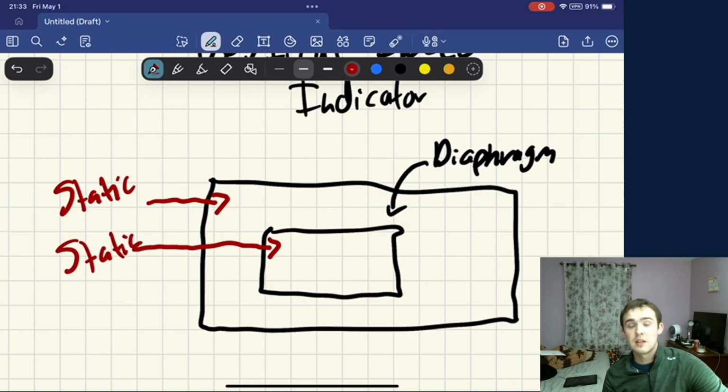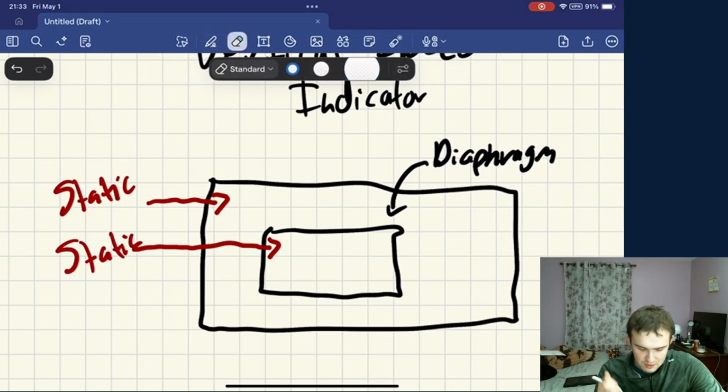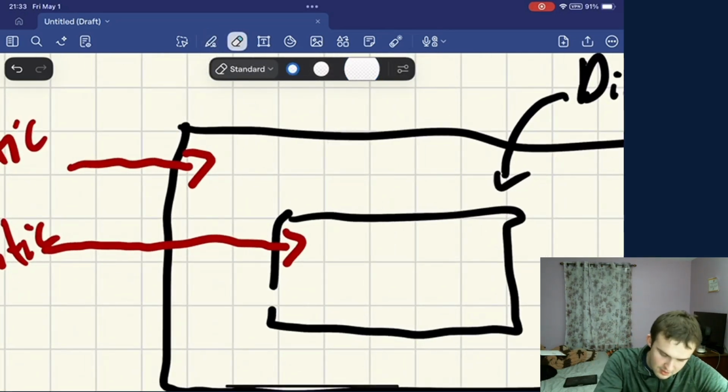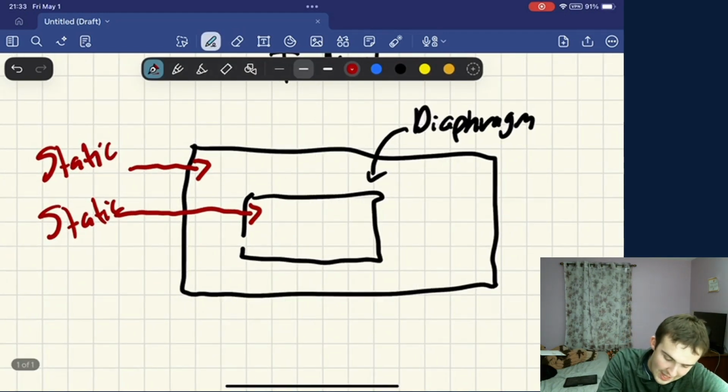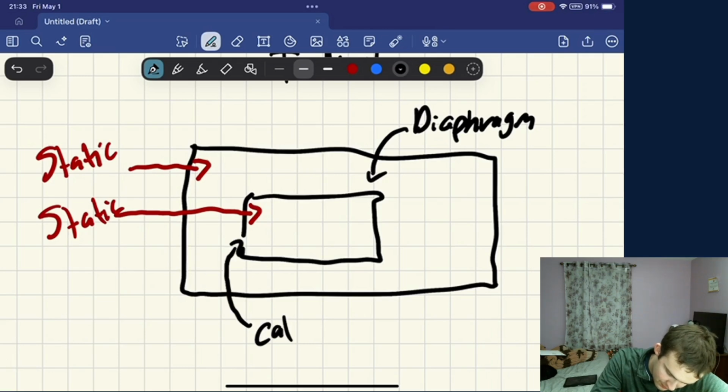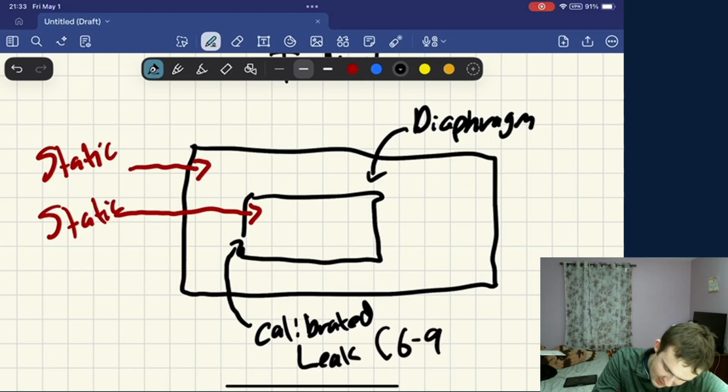And you're probably wondering, and rightly so, how is that going to cause anything to change? We've got the same pressure in the diaphragm, out of the diaphragm. How is that going to cause us to see if we're climbing or descending? And there's a very clever little thing that they did, and I'm going to show you. They put a little hole in the diaphragm called a calibrated leak. Calibrated leak. And it is about 6 to 9 seconds.